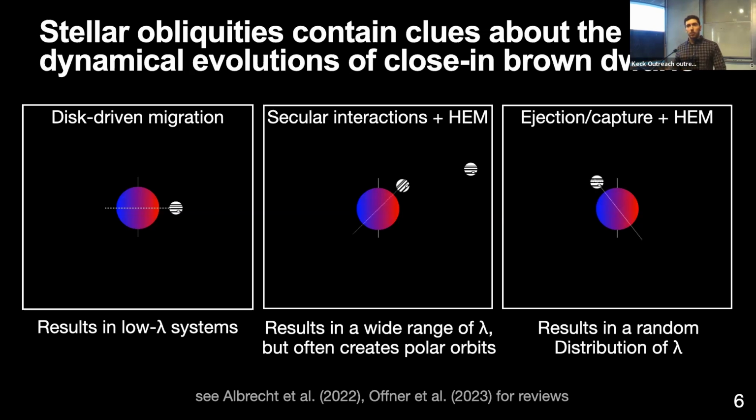And this should pretty much result in a random distribution of stellar obliquities. You should have just as many retrograde orbits as you should polar orbits.